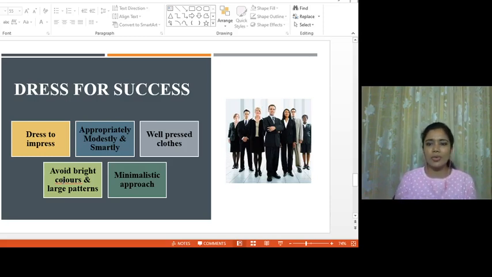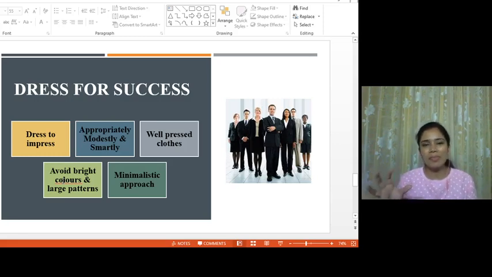And for gents, it's of course pants and shirt. You can wear a tie, but it shouldn't be a funny tie. It should be a professional tie. Wearing an overcoat is optional. It's not mandatory, because our students, the MBA students or the management students, will be more used to such costumes. If you are not comfortable in an overcoat or a blazer, you shouldn't be going for that.